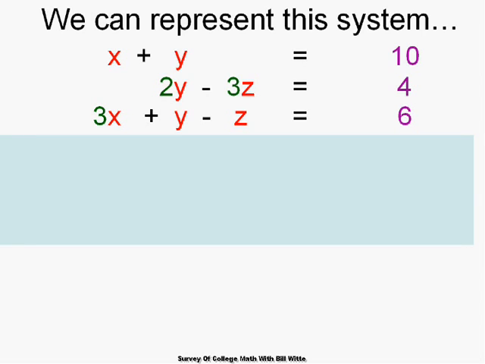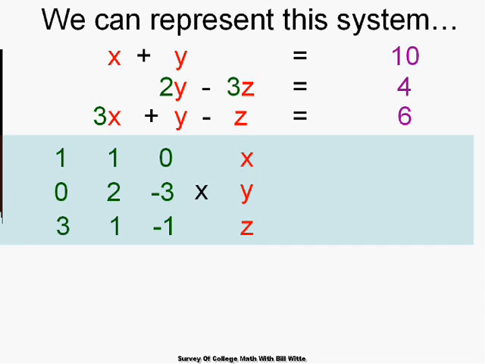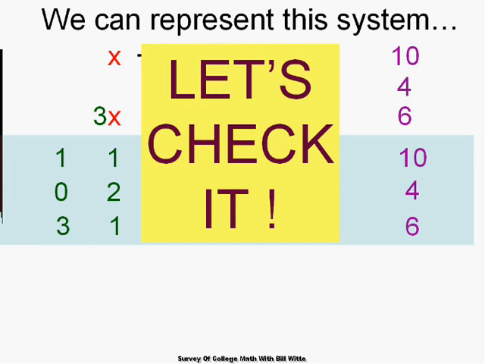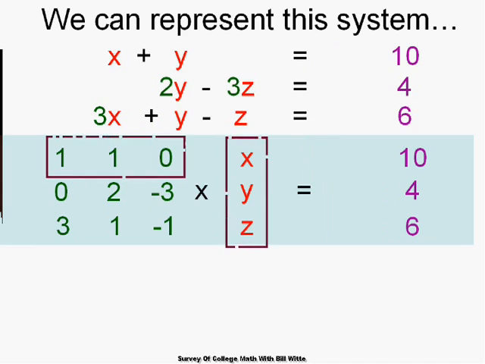I hope you remember that we can represent a relatively complicated system such as this, or even more complicated systems, with matrices. We have our coefficient matrix here, and we can multiply that by what we call a variable matrix, and it'll equal the constant matrix. Now, let's check it. I want to show you that this multiplication of matrices does represent this system.